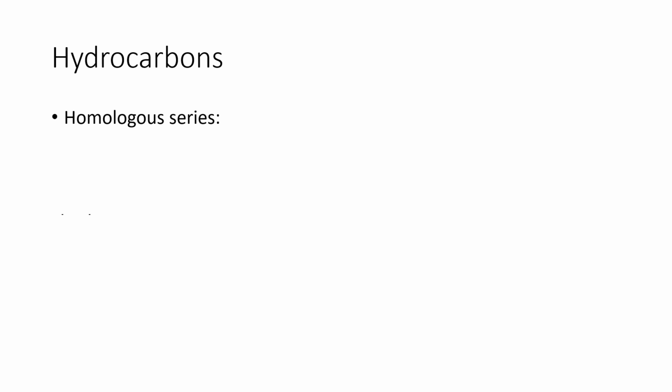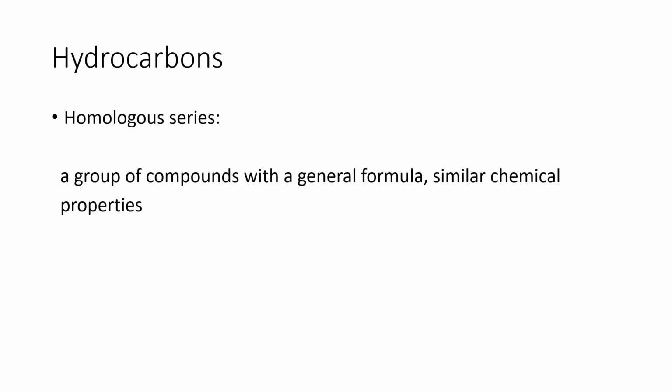First things first, homologous series. What is a homologous series? It's a group of compounds with similar general formula and similar chemical properties. What I need you to recognize later on is that homologous series is basically the tables that I will be asking you to write down. You can see in the later videos, but for now, just recognize this definition and you'll gradually understand what's going on.